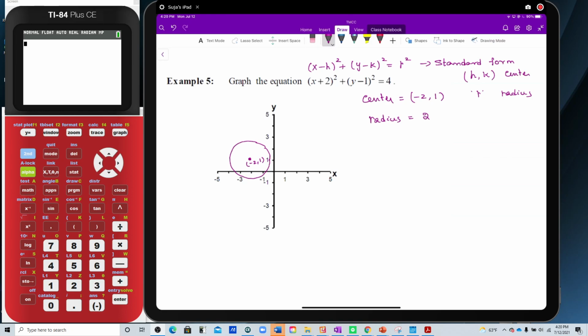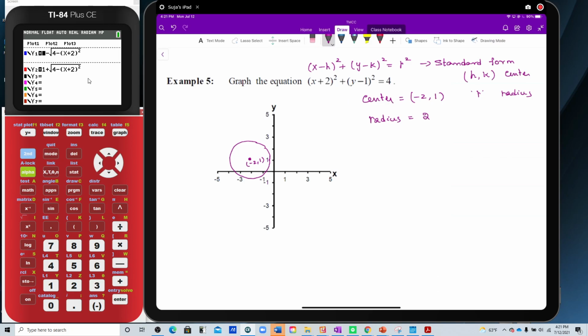If I have to use my graphing calculator, there are two options. One is using apps. If you have a newer version of the calculator, you can go into apps and look for the conics section, where you will see a circle, and you can input these numbers and it will graph it for you. The other option is to input your y value into this equation.